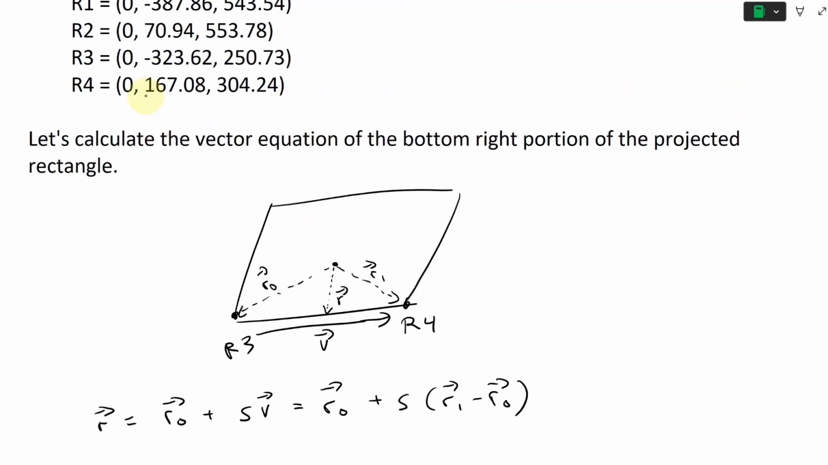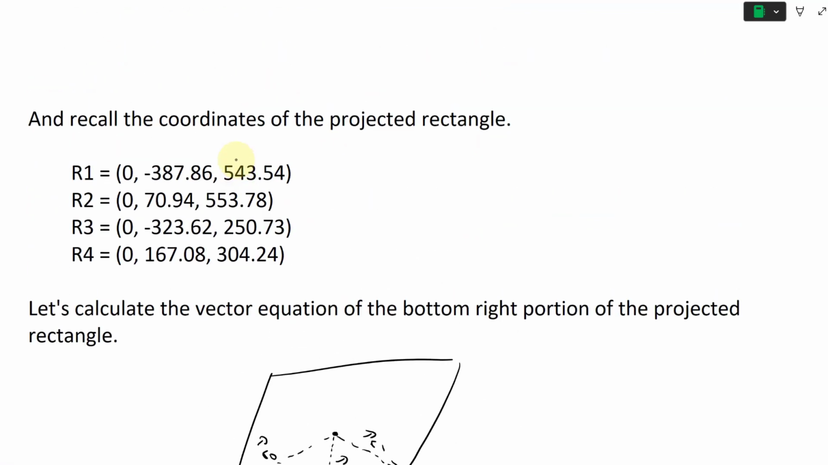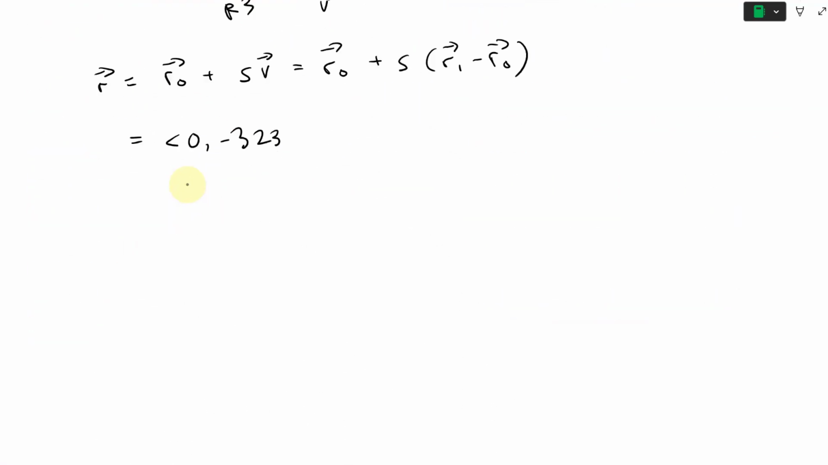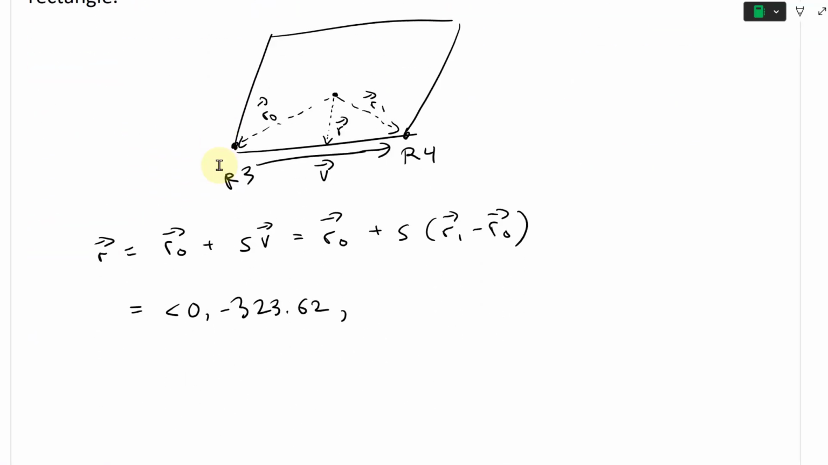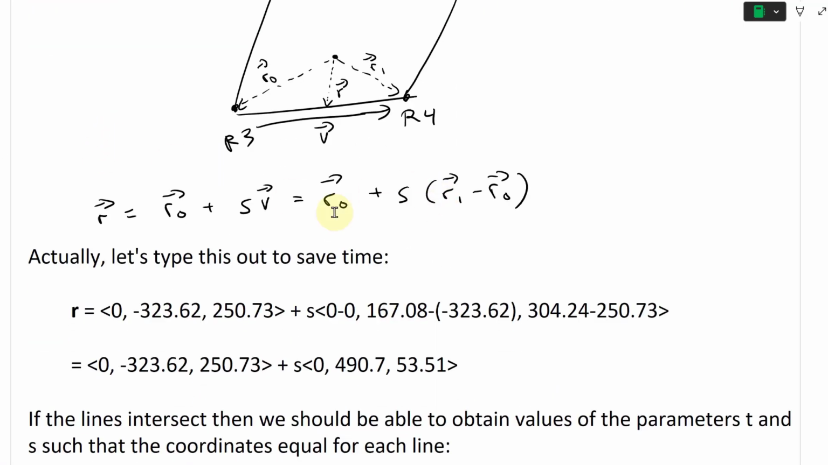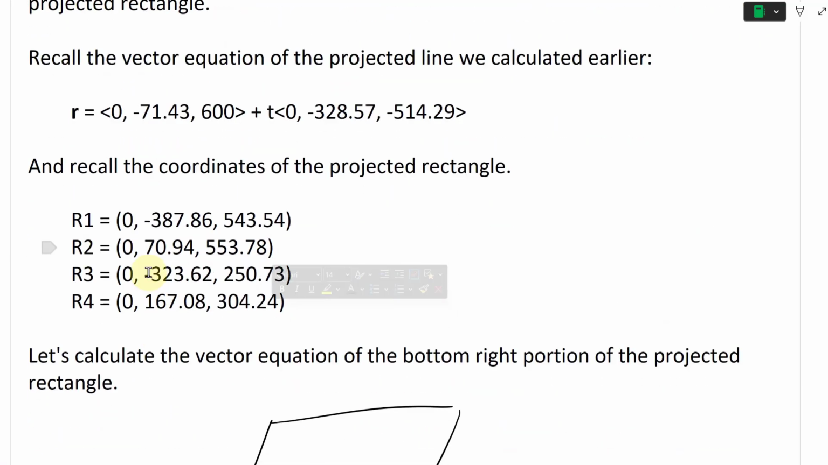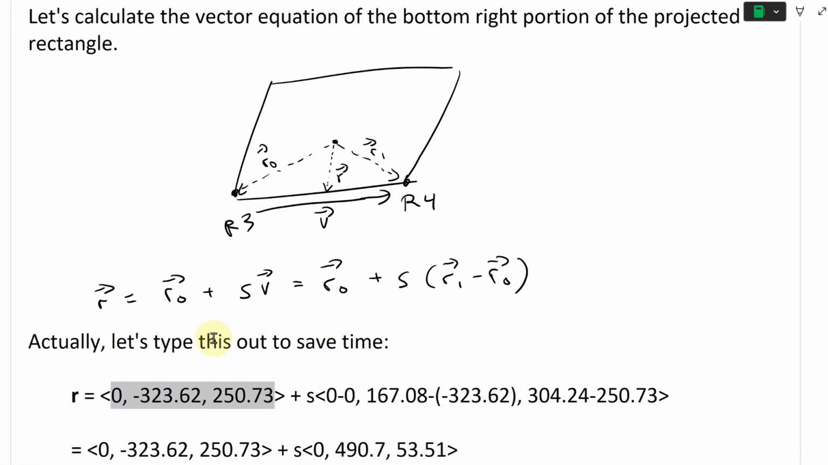0.62. And then the next one is 250.73, like that. And here, I just paused the video and erased it, and typed it out to save time. So the R vector right here is going to equal R naught, and R naught is going to be the R3. So that's 0, negative 3, 2, 3.62, and 250.